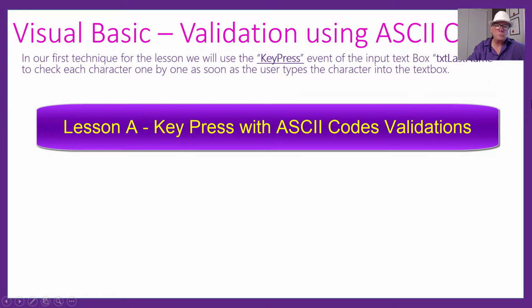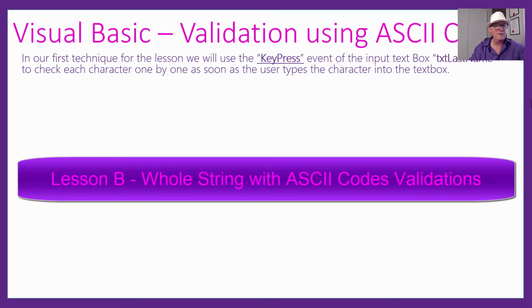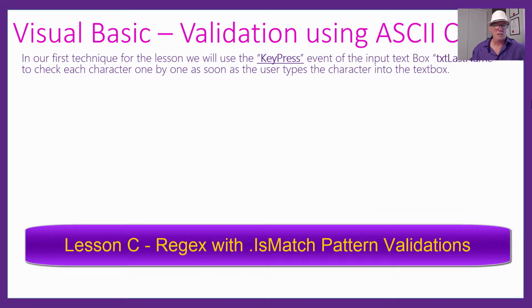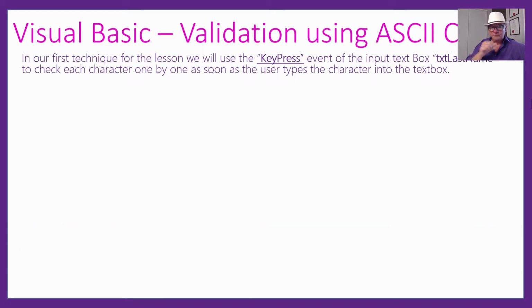All right, so we can also immediately check a letter using a thing called the key press. So this is kind of the first part of our lesson now, using key press and ASCII codes. Then the second part of the lesson will be looking at a whole text box that's already been filled up and checking the letters with substrings. And the third part will be using the regular expressions, regex, pattern checking. So there's 3 parts of this lesson. Okie dokie.